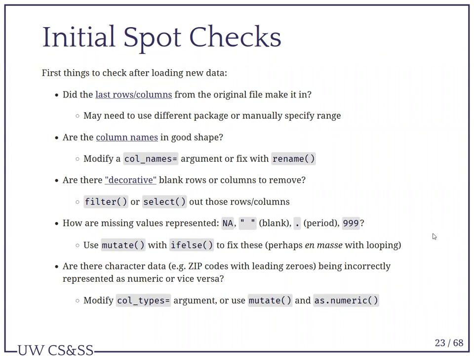Also, are there character data like zip codes that have leading zeros being incorrectly represented as numeric, or vice versa? Sometimes there will be zip codes with leading zeros, and since it got read in as numeric, now they got rid of those zeros. And so we've lost a lot of important information. You can modify the col types argument or use mutate or as.numeric typically.